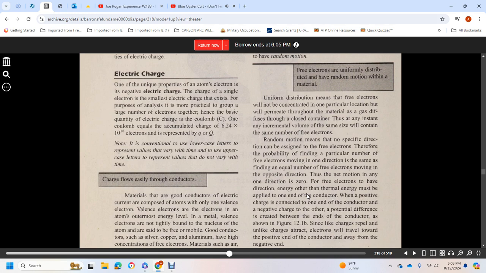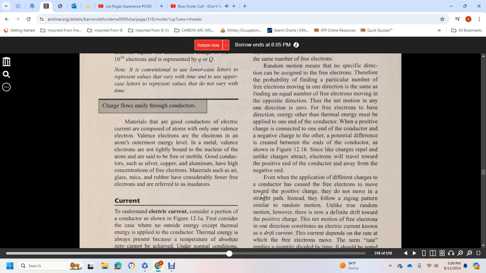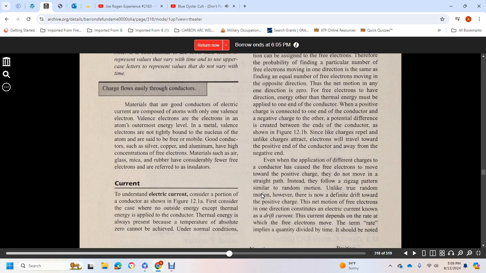To give the free electrons a direction, energy other than thermal energy must be applied to the conductor. The positive charge is connected to one end of the conductor, the negative charge to the other. A potential difference is created across the ends of the conductor, as shown in Figure 12.1b. Since like charges repel and unlike charges attract, electrons travel toward the positive end of the conductor and away from the negative end. The applied charges cause the free electrons to move toward the positive charge, but they do not move in a straight path.